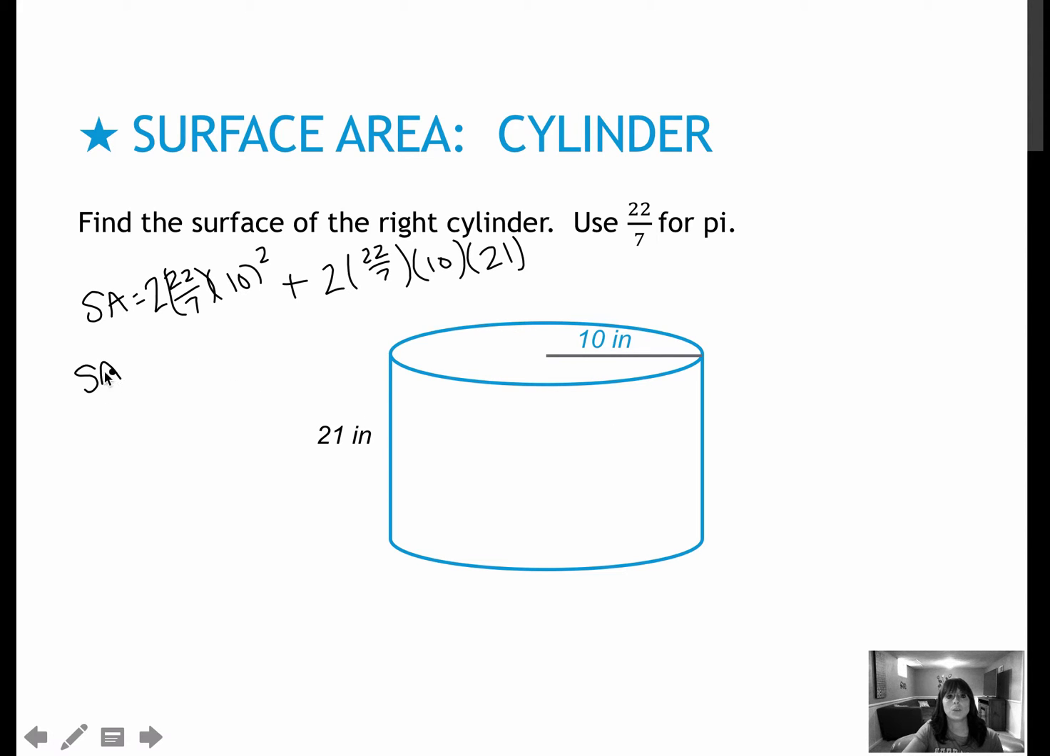So I'm not going to break into decimals till I get to the end of this question. 10 squared is 100 times 2 would be 200. So 200 times 22/7, I know that's going to be decimal, so I'm holding off for a minute. 10 times 21 is 210. Times 2 would be 420 times 22/7.